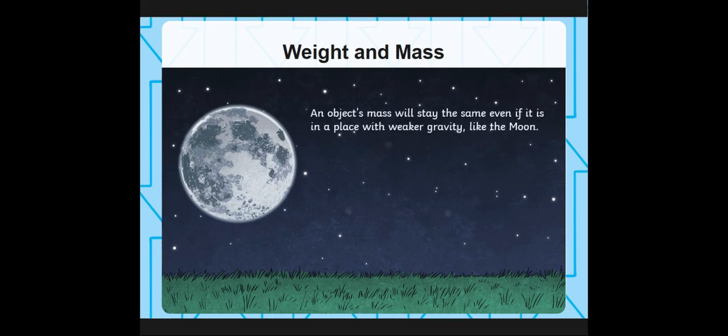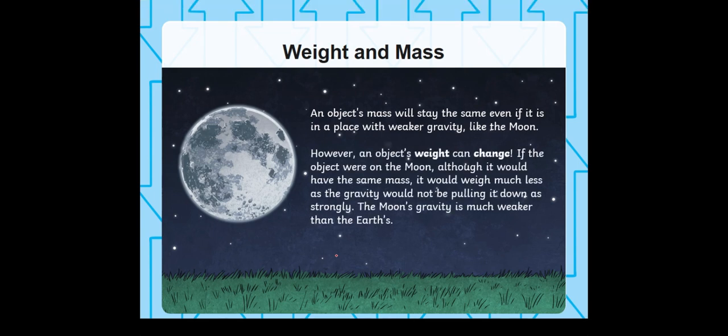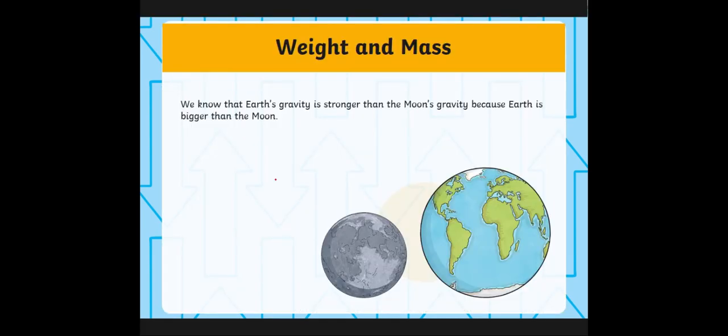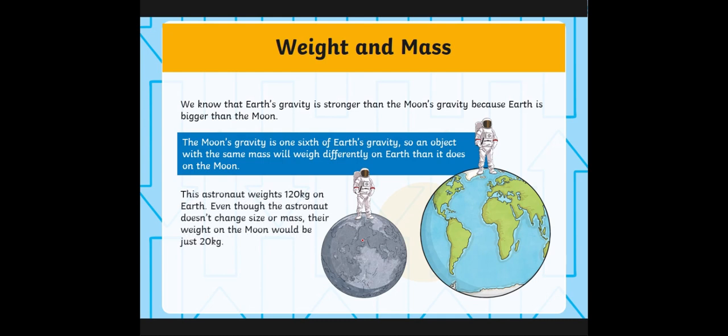So if we made an experiment to see what will happen to an object that is placed once on the earth and once on the moon, for example an astronaut measured here on earth and measured on the moon. If he weighed 120 on earth, for sure he will weigh less on the moon, and it will be exactly 20 kilograms, and this is because the moon has 1/6 of the gravity of the earth.